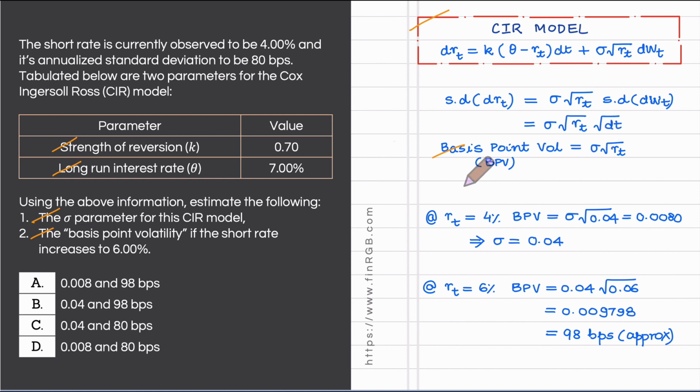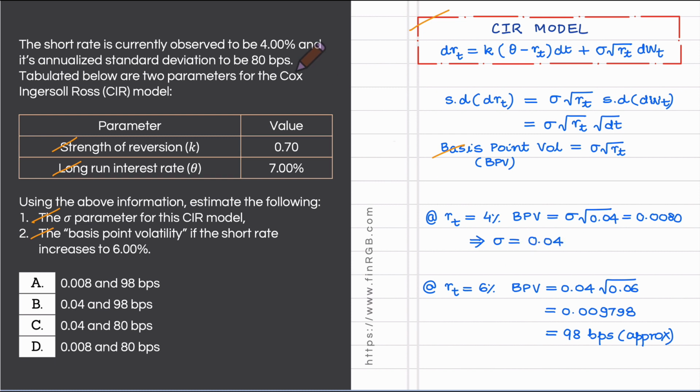Okay, so we are given that the annualized standard deviation is 80 basis points. We know that this should be equal to sigma times the square root of the current short rate, which is 4%. This tells me that sigma is 0.0080 divided by square root of 0.04, which is 0.2, which means sigma is 0.04. Okay, so this is my first part of the question.